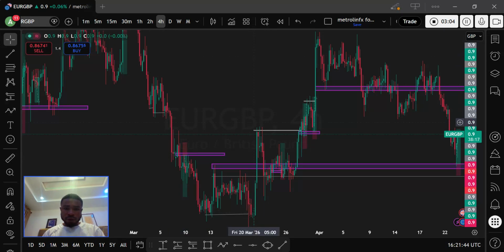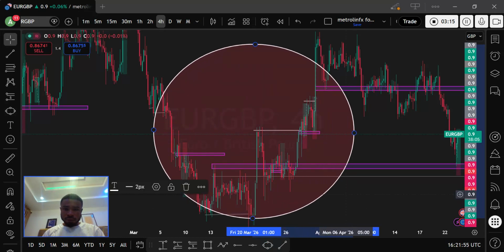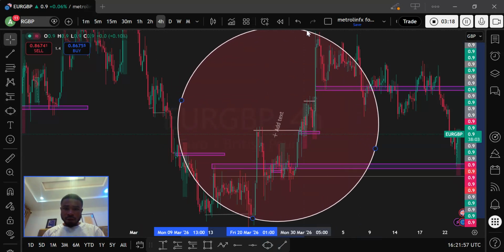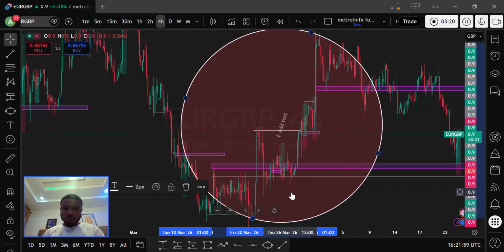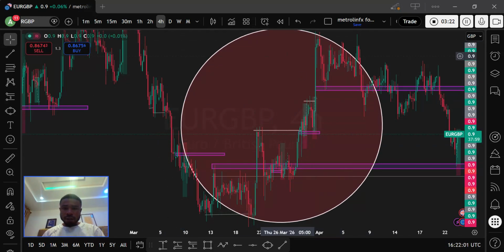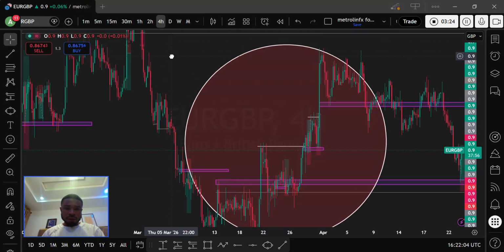Let me circle it for you so you can understand clearly. You can see this uptrend movement right here. It's just a partial uptrend, because you know the overall trend of the market is a downtrend. So this is just a correctional movement to the upside.